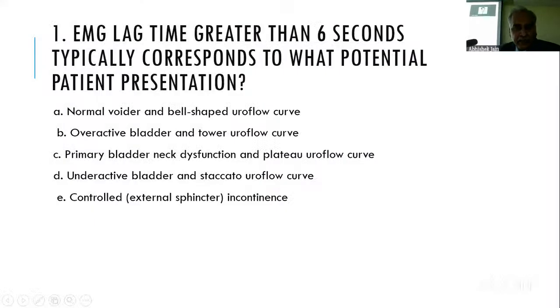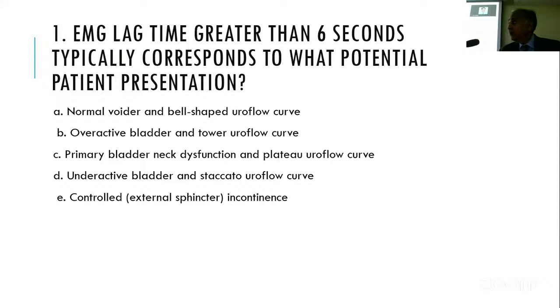So, the EMG lag time. What is the question here? EMG lag time greater than 6 seconds typically corresponds to what potential patient presentation? Normal voider and bell-shaped uroflow curve, overactive bladder and lower uroflow curve, primary bladder neck dysfunction and plateau uroflow curve, underactive bladder and staccato uroflow curve, and controlled incontinence. C, primary bladder neck dysfunction.